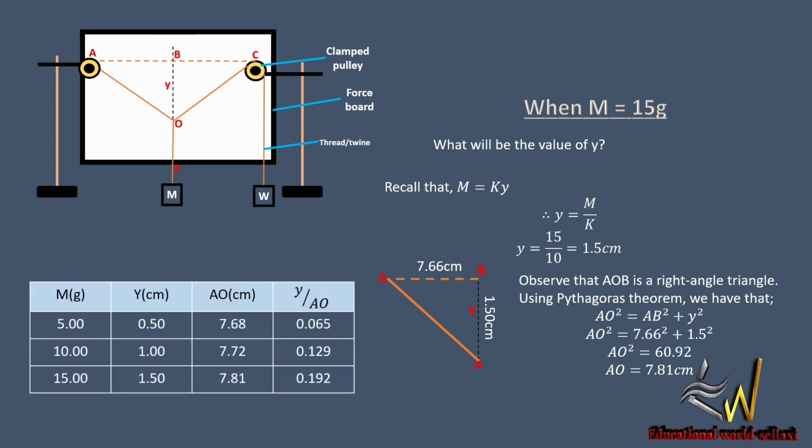So we now compute our table of values. So we now have that when m is equal to 15 gram, y is equal to 1.5 cm, AO is equal to 7.81 cm, and y over AO when evaluated is 0.192.